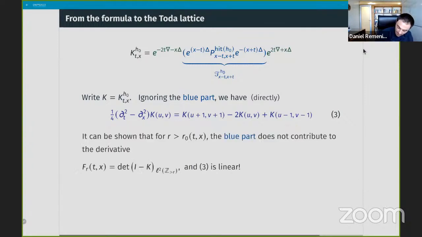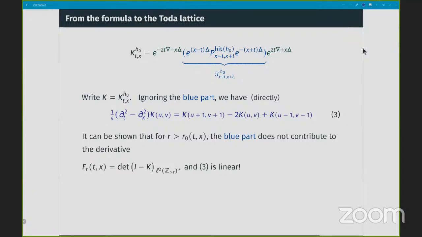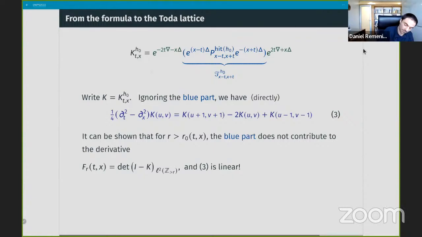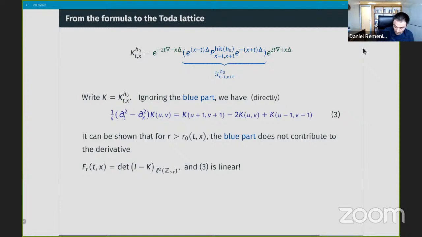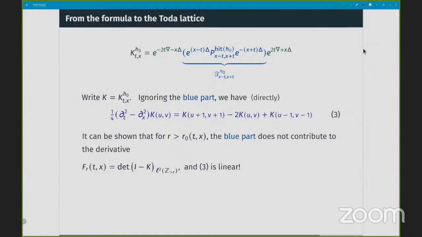Now, it turns out that in the region where the blue part is an operator or is a number, what is it? It's an operator. If you want, it acts on functions. Say that again, sorry. How does it act? Because x and t is fixed, yes? What is the operator? P.